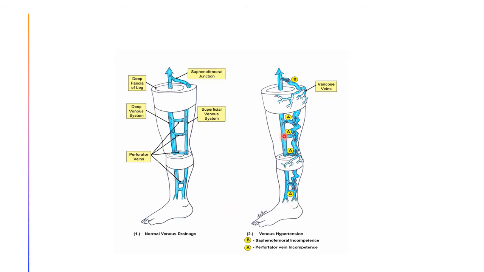Faulty valves in the deep system and the communicating veins result in backflow of blood from the deep into the superficial system. As a result, the blood accumulates in the superficial system to result in dilated and tortuous veins, which are superficial and visible as varicose veins.